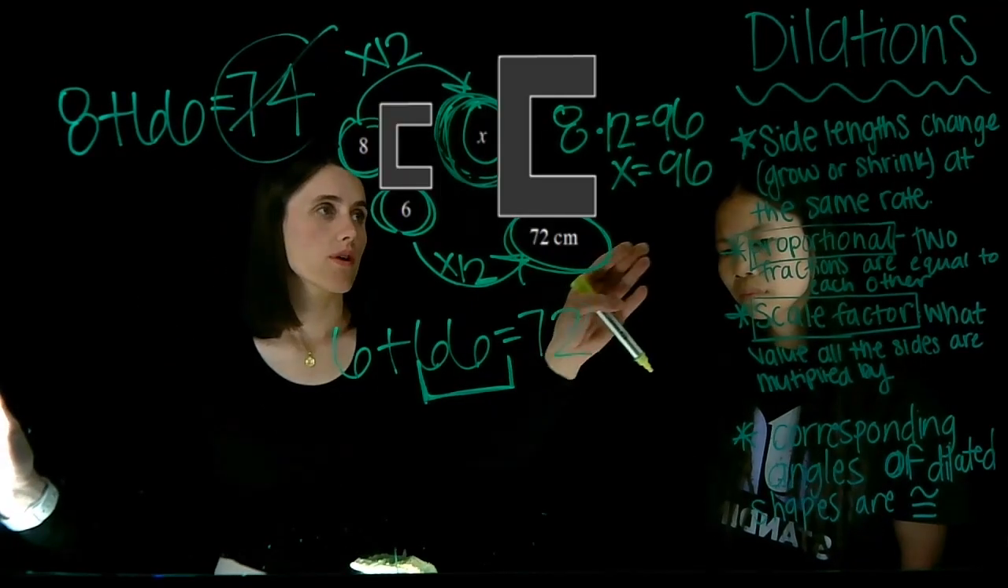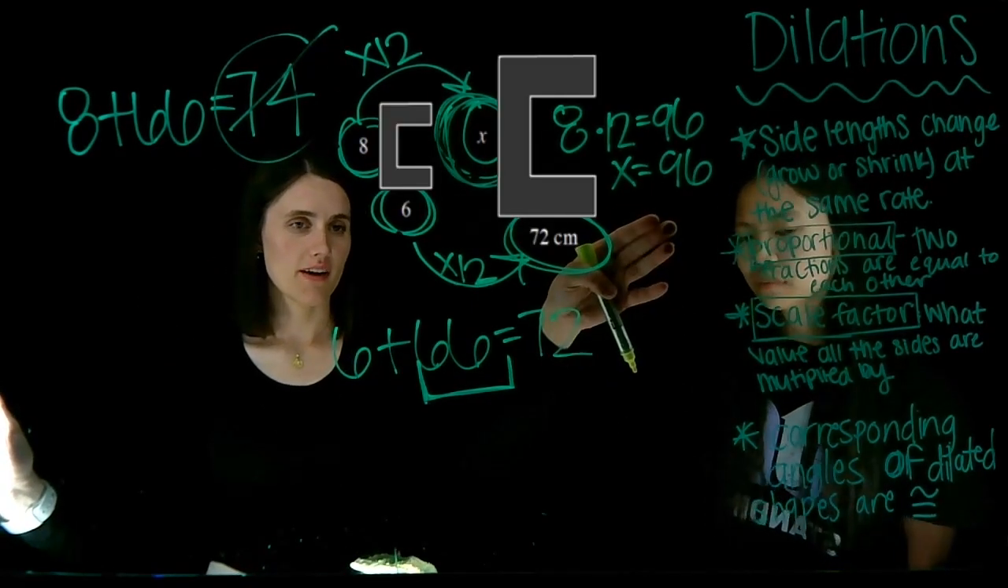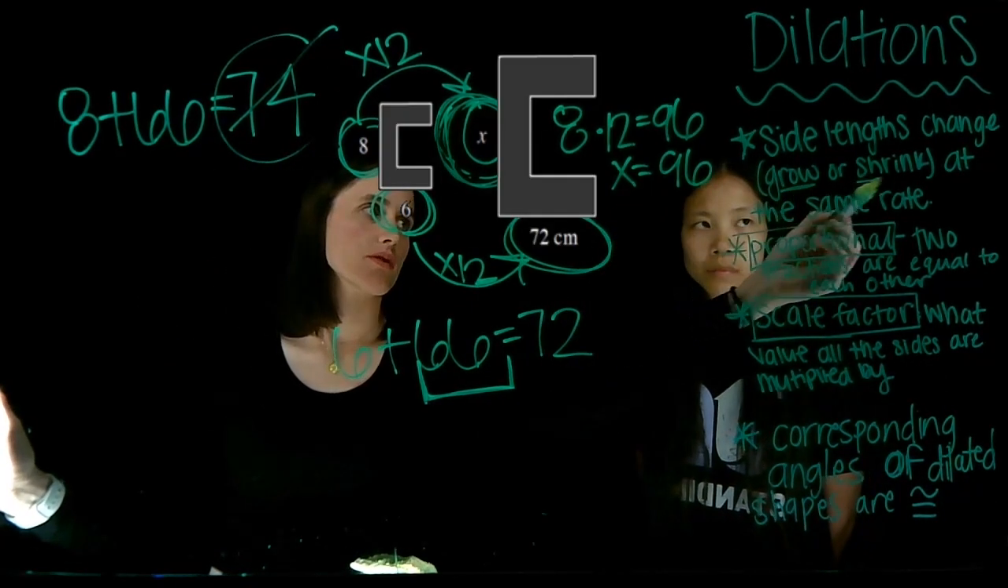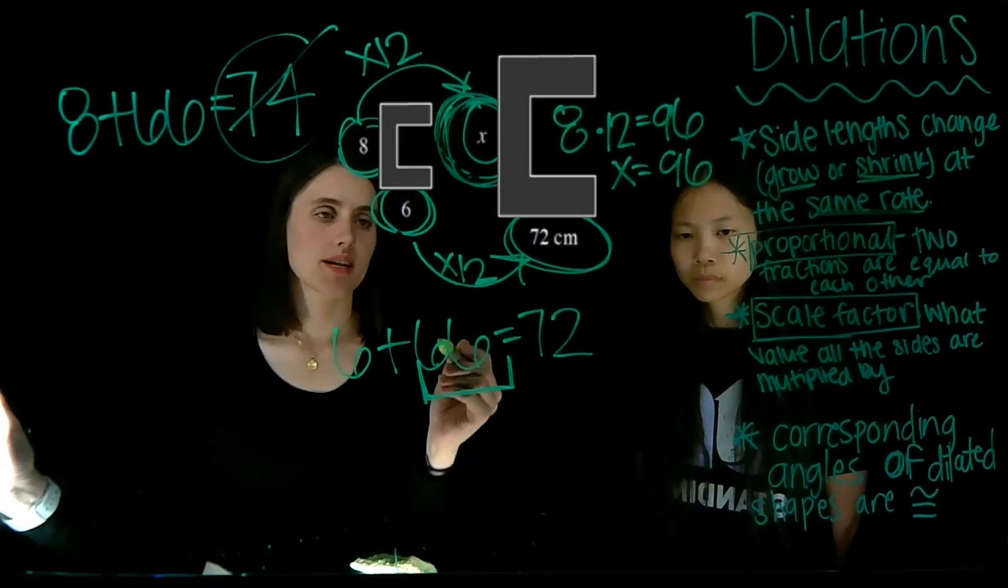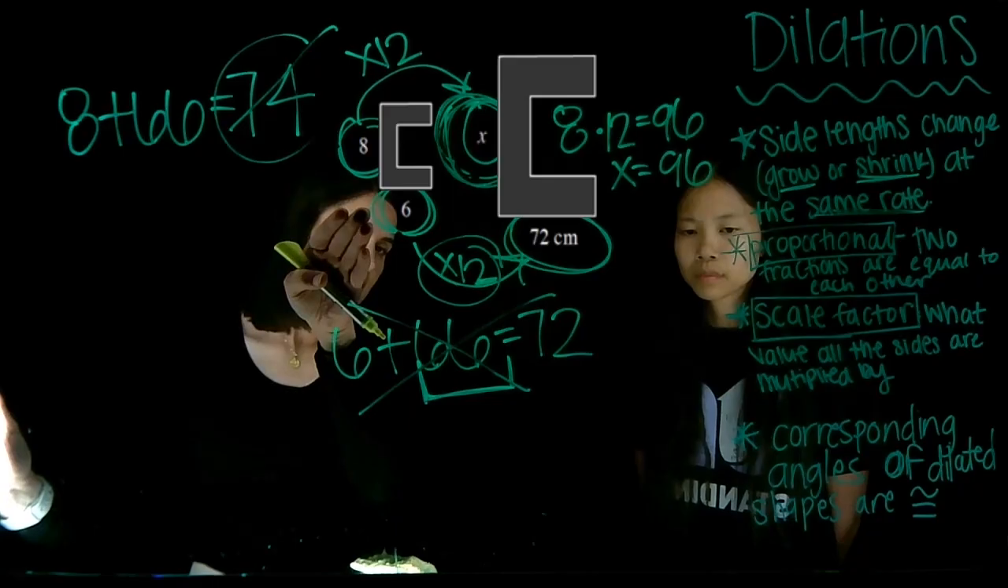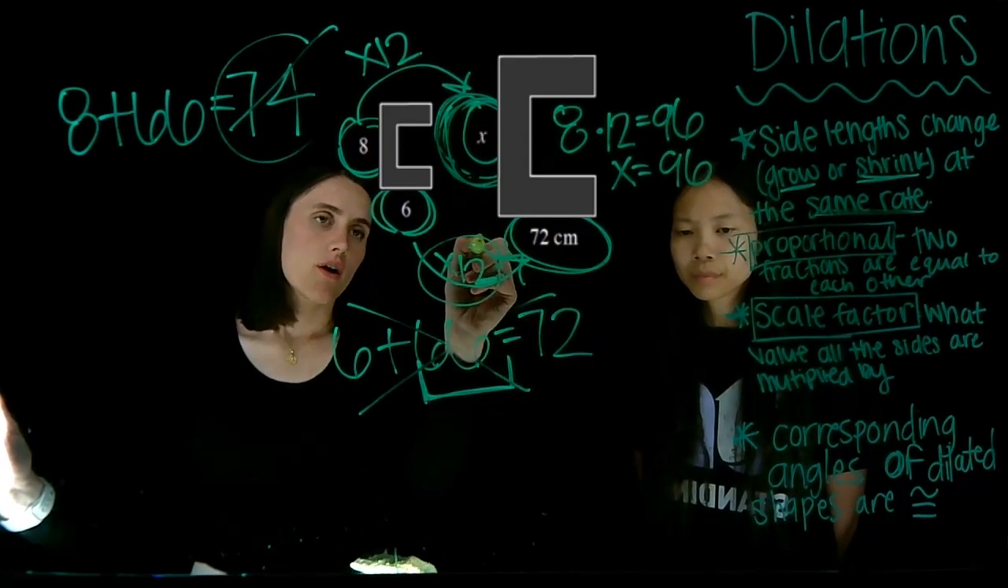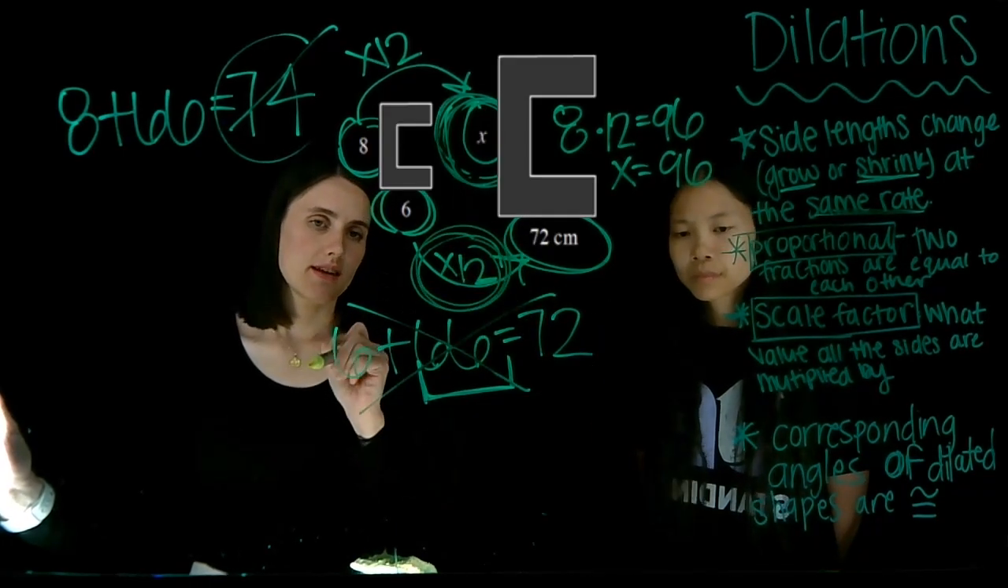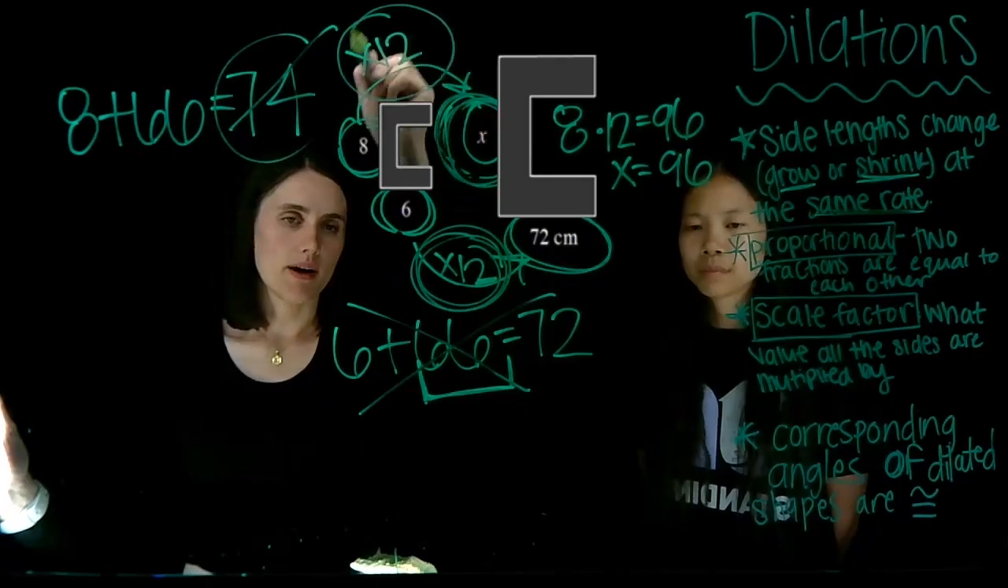So when we are working with dilations and scale factors, when it says grows or shrinks by the same rate, that's talking about multiplication, not addition. So make sure when you're seeing, well, how does 6 get to 72? You're trying to figure out, what do I have to multiply 6 by to get 72? Or what do I have to multiply 8 by to get 96?